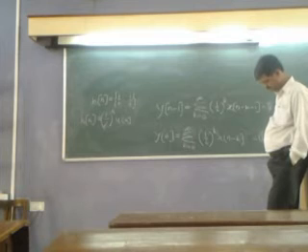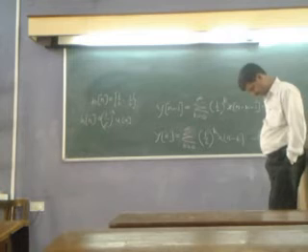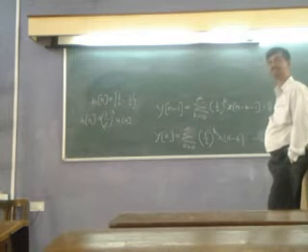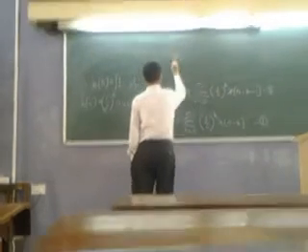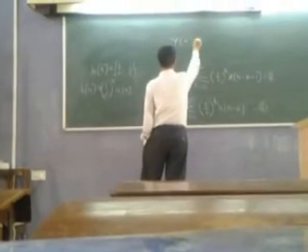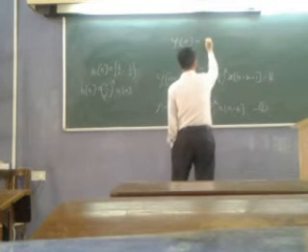Y is equal to x plus 1/2 y minus 1. Answer is y is equal to x plus 1/2 y minus 1.